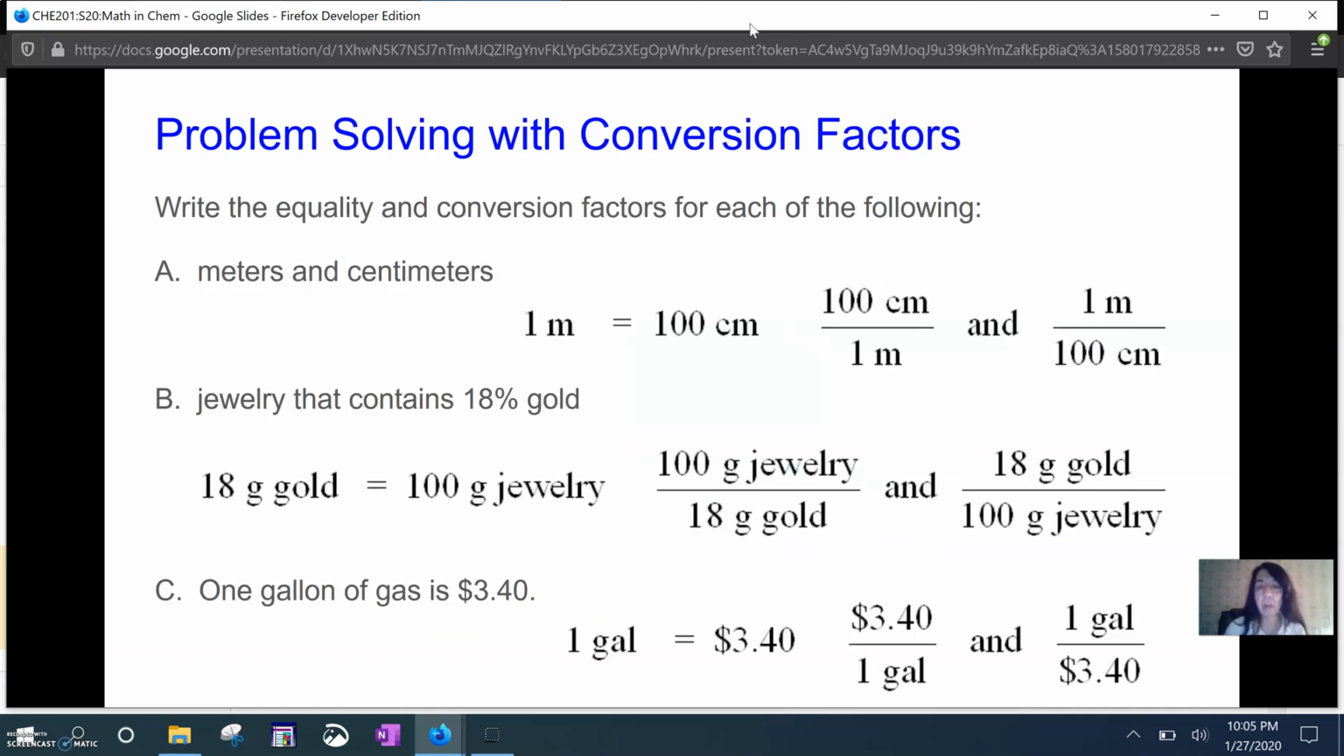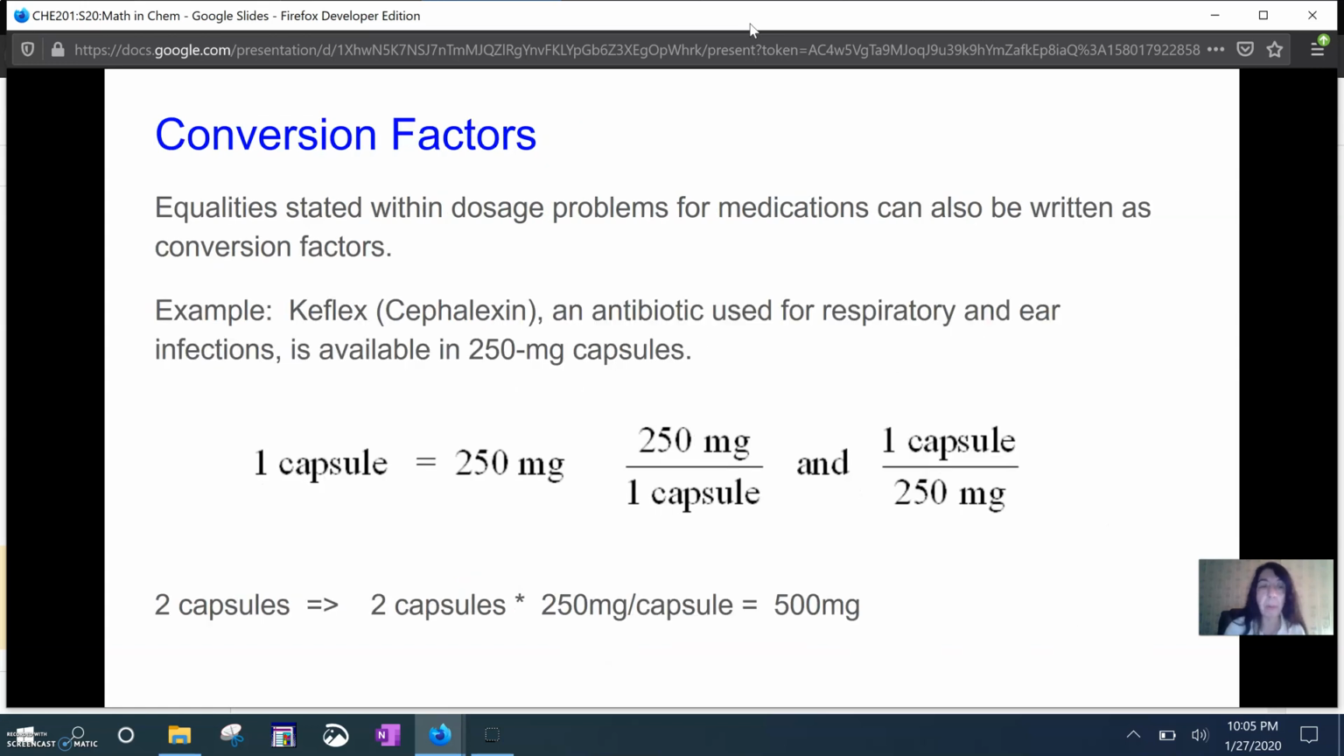So again, just a little practice. So if you're converting from meters to centimeters, these are the fractions you would get. If you say that jewelry is 18% gold, that means it's 18 grams of gold per 100 grams of jewelry. So everything you assume 100-gram basis. 1 gallon of gas costs $3.40. So your fractions again become $3.40 per gallon, or 1 gallon for $3.40. And you'll see some of these problems will come up in Connect.